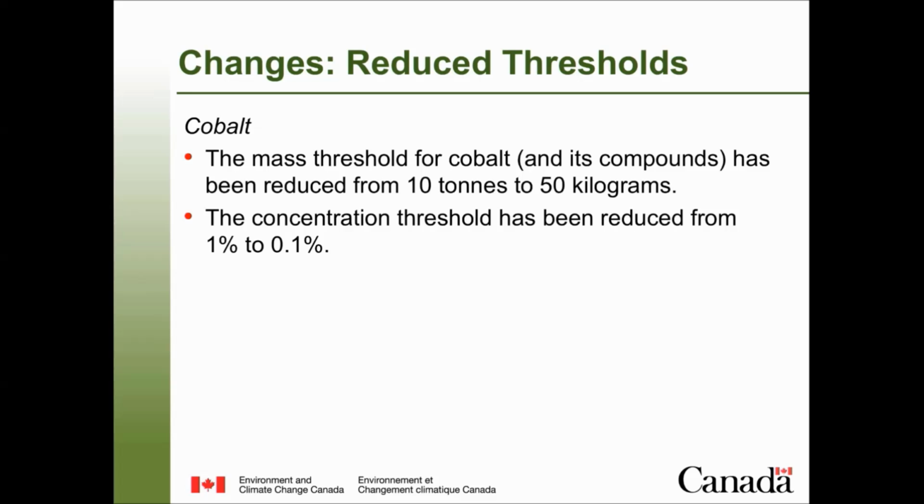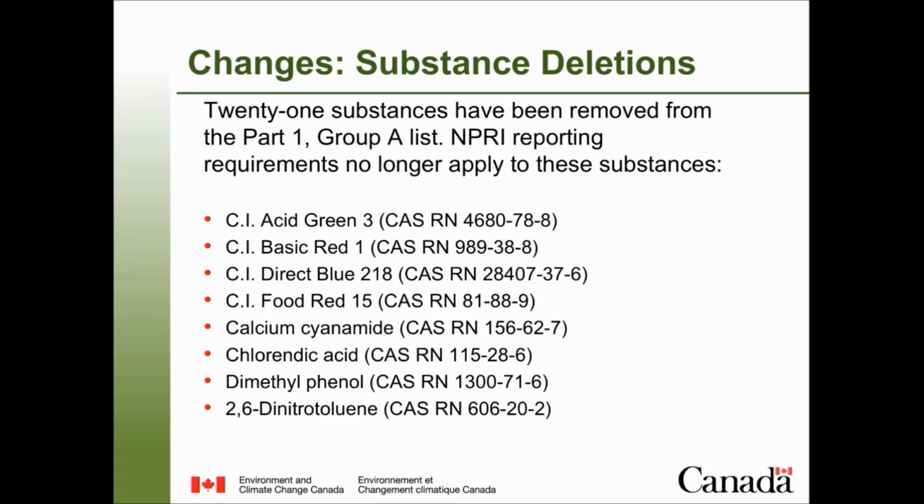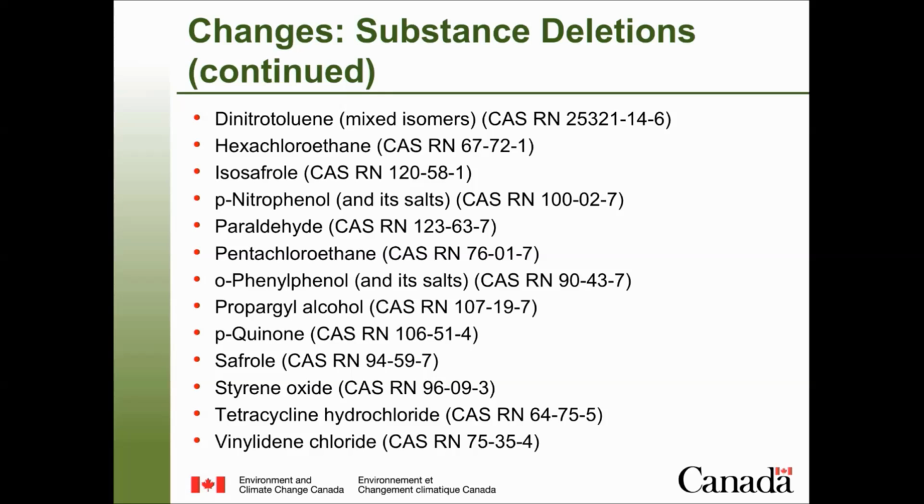The mass threshold for cobalt and its compounds has been reduced from 10 tons to 50 kilograms, and the concentration threshold has been reduced from 1% to 0.1%. 21 substances have been removed from the Part 1 Group A list. NPRI reporting requirements no longer apply to these substances, and as a result, these substances can no longer be reported as of the 2016 reporting year.